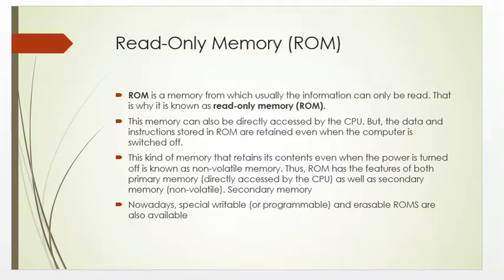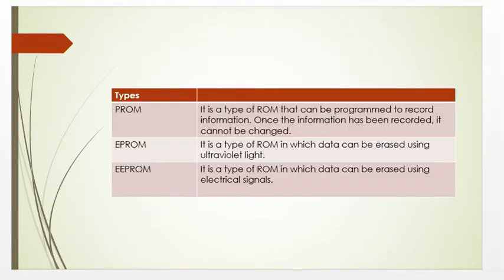Thus, the ROM has a feature of both primary memory, that is directly accessed by the CPU, as well as secondary memory, non-volatile secondary memory. Nowadays, special writable or programmable and erasable ROMs are also available. So basically, ROM can contain the features of both types of memory, primary memory and secondary memory. Generally, the instructions and data stored in those types of ROMs can never be erased. CD is an example of ROM as well.